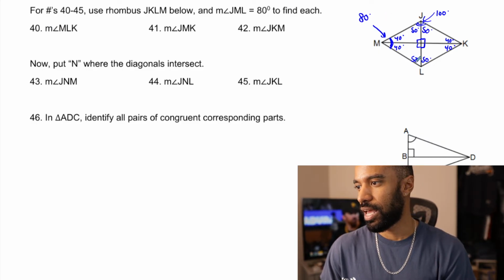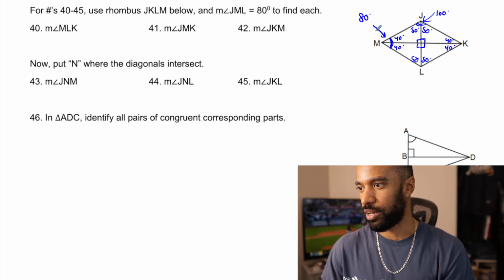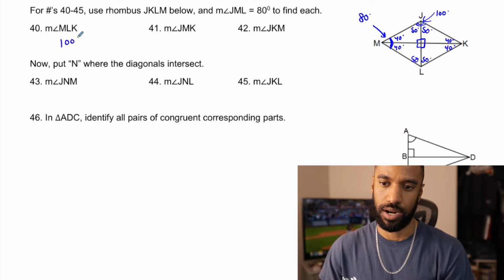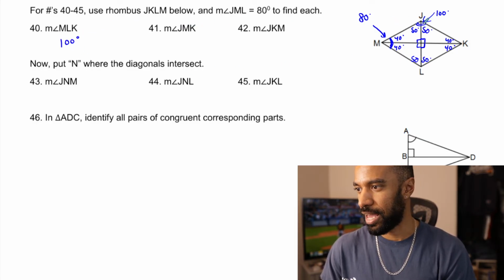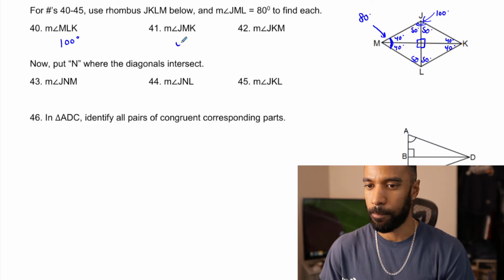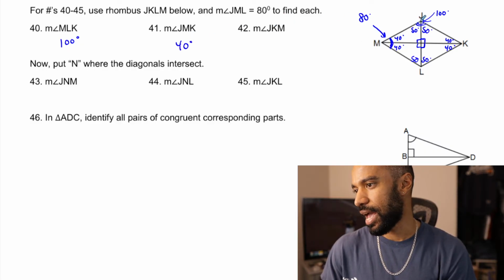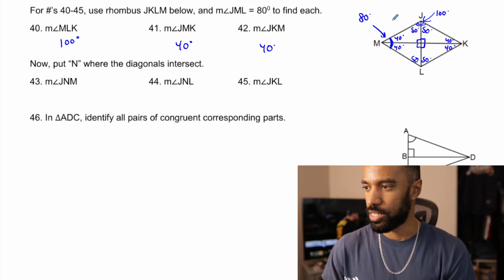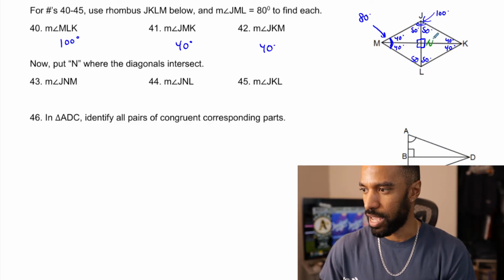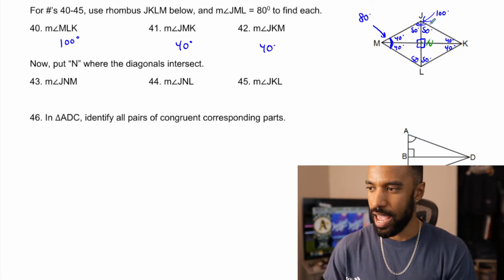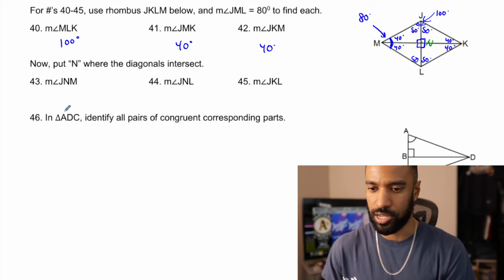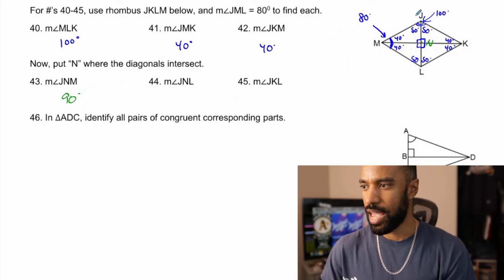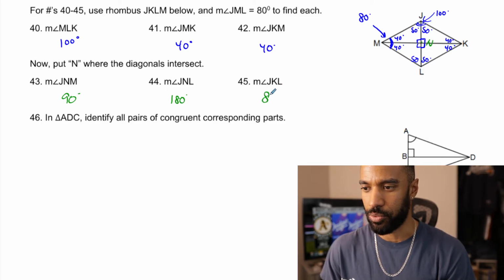Measure of angle MLK. Okay, that's going to be the 100 here. That's 80, so that's 100. 100 degrees. JMK, that's 40. And JKM, also 40. Put N where the diagonals intersect. All right, there's a big N right there. Here's my N. JNM, that's a 90-degree angle. JNL, that's a straight angle. That's 180 degrees. And JKL is 80 degrees. That has nothing to do with the N, but that's okay.